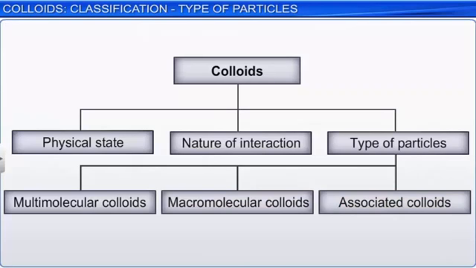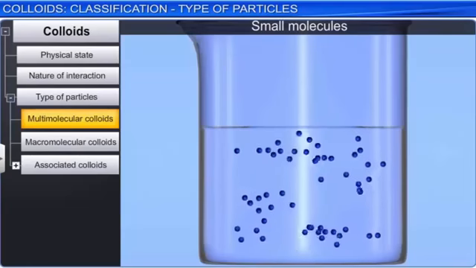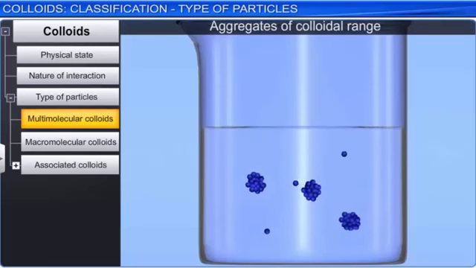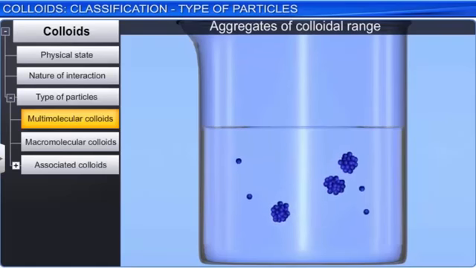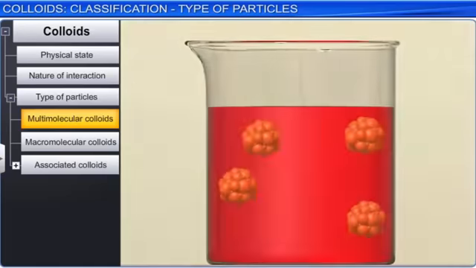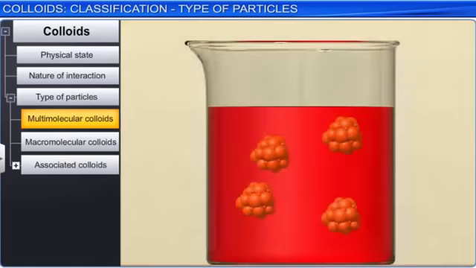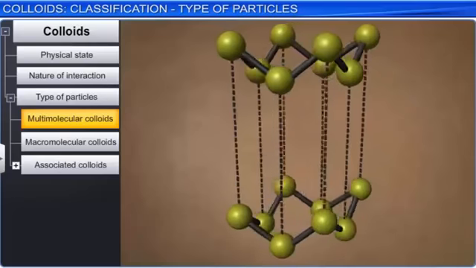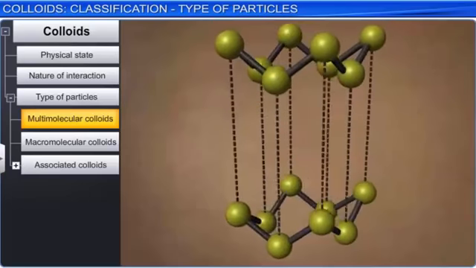Let us first study multimolecular colloids. As the name suggests, multimolecular colloids are formed when a large number of atoms or smaller molecules of the dispersed substance aggregate together to form a species whose size lies in the colloidal range. For example, a gold sol consists of particles of various sizes that are a cluster of several gold atoms. A sulfur sol consists of colloidal particles that are aggregates of S8 molecules. These molecules in the aggregate are held together by van der Waals forces.